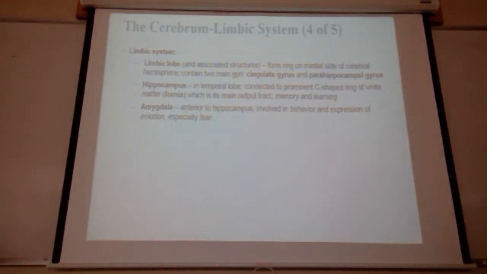The limbic lobe and associated structures form a ring on the medial side of the cerebral hemisphere. It contains two main gyri, the cingulate gyrus and the parahippocampal gyrus. The hippocampus is found in the temporal lobe. It's connected to a prominent C-shaped ring of white matter called the fornix, which is its main output tract. The hippocampus is involved in memory and learning. The amygdala is anterior to the hippocampus and is involved in behavior and expression of emotion, especially fear.